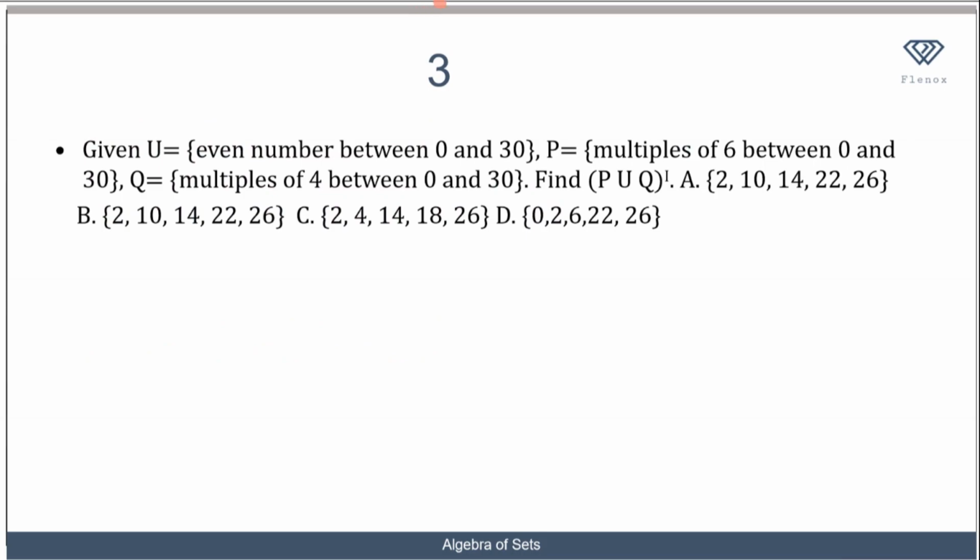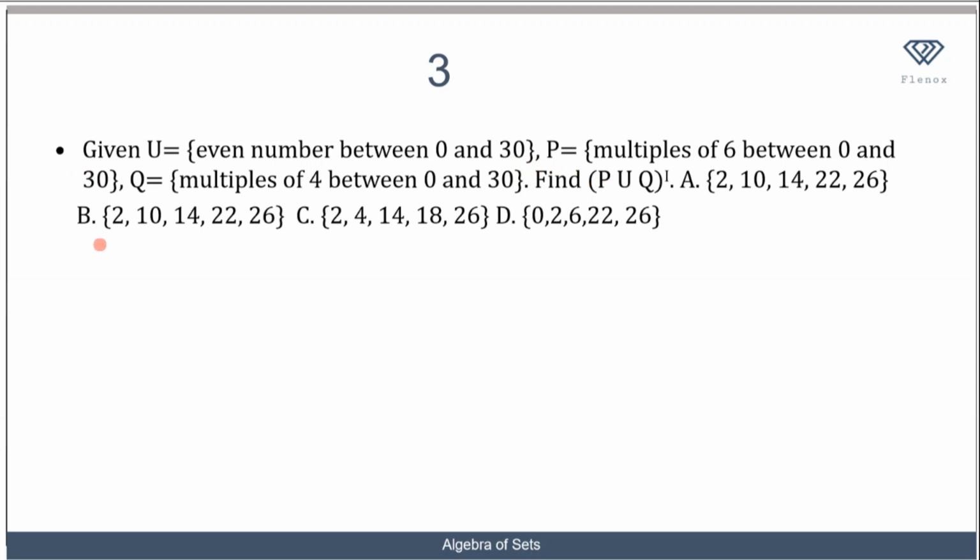In the next question now, we are told that U, which is the universal set, is equal to the even numbers between 0 and 30, and we are told that P is the multiples of 6 between 0 and 30. Then we are told that Q is equal to the multiples of 4 between 0 and 30. Then we are told to find the complement of P union Q.